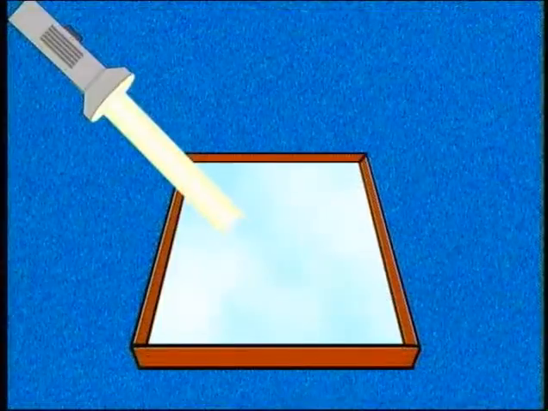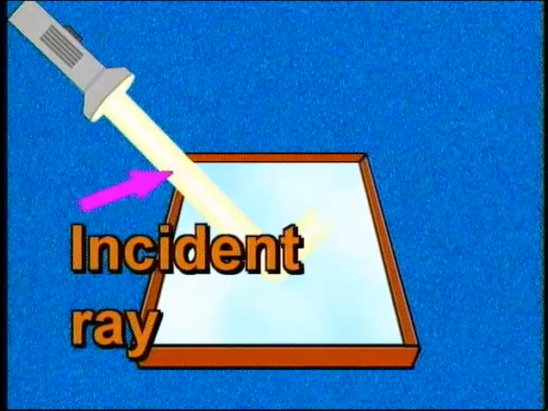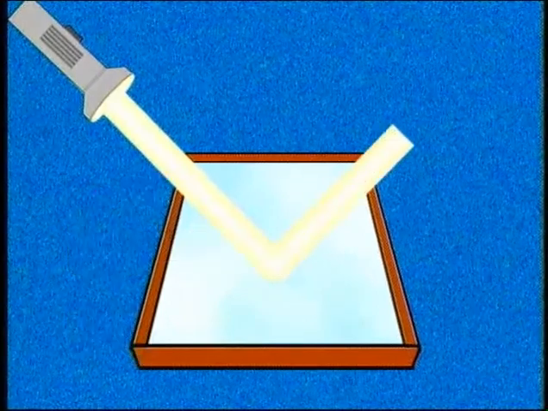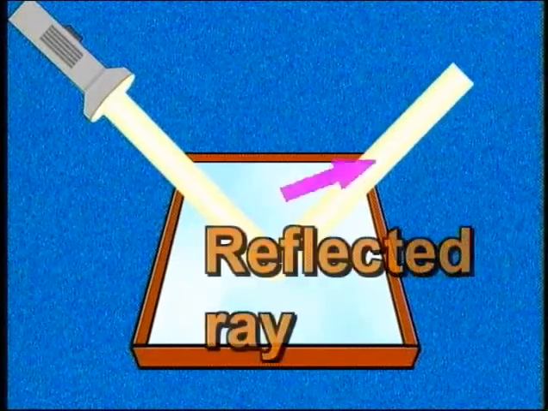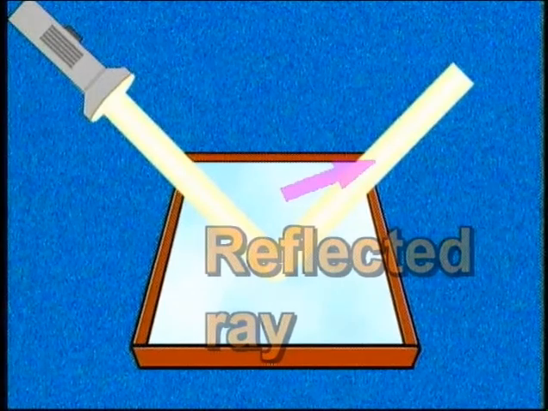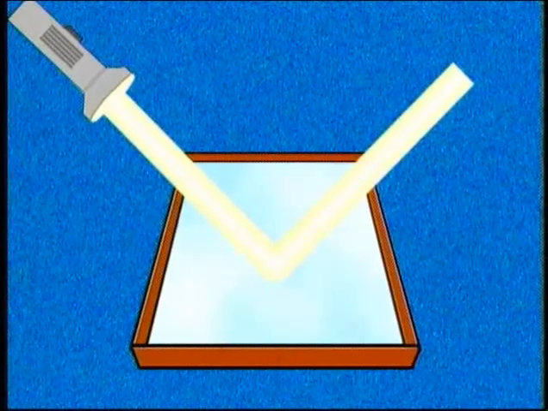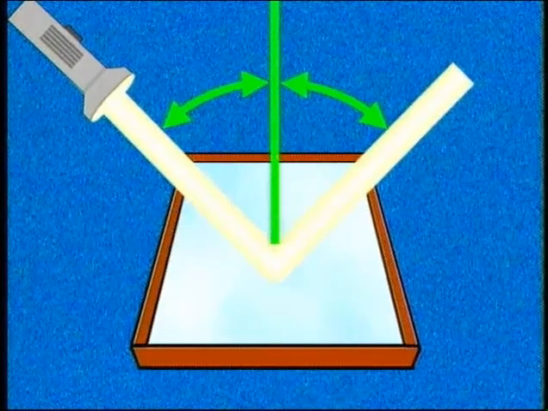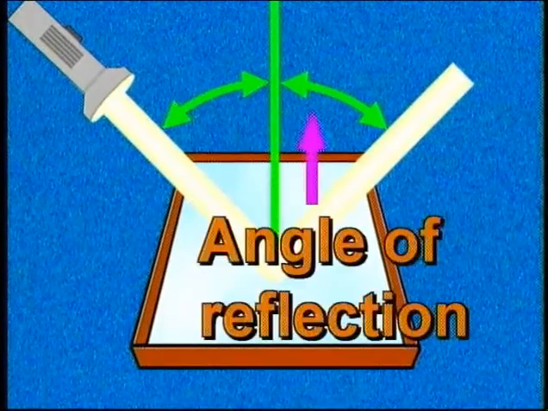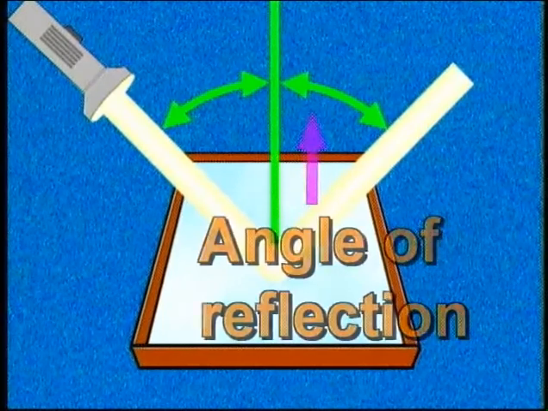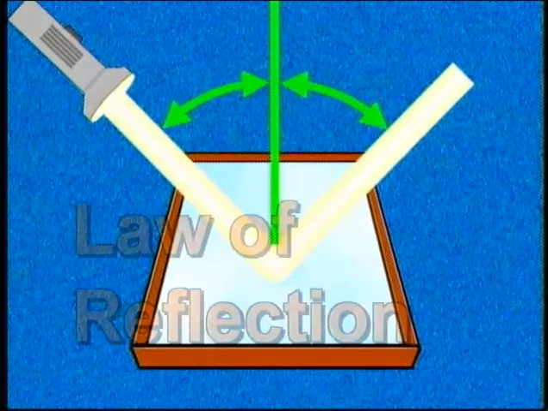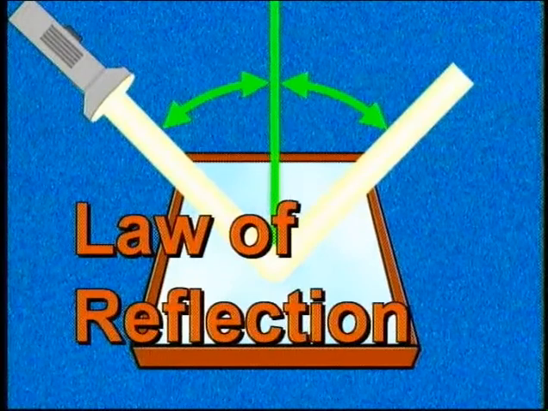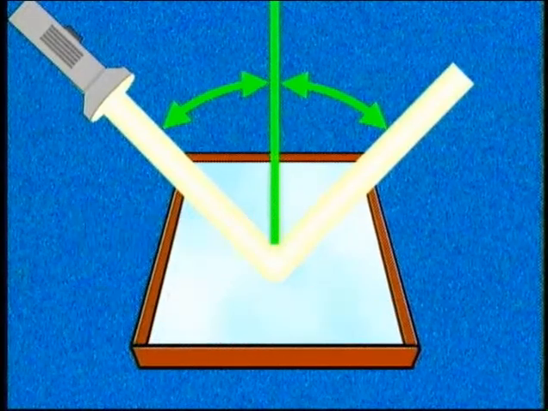an equal angle. The light rays approaching a surface are called incident rays, and the light rays bouncing off a surface are called reflected rays. The angle at which light strikes an object is called the angle of incidence, and the angle at which light bounces off an object is called the angle of reflection. The law of reflection states that the angle of incidence and the angle of reflection are equal to each other.